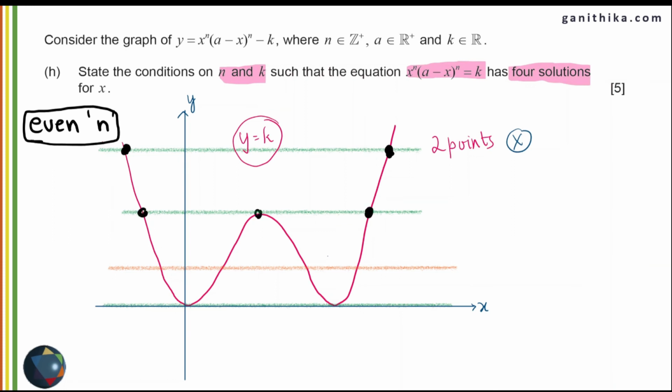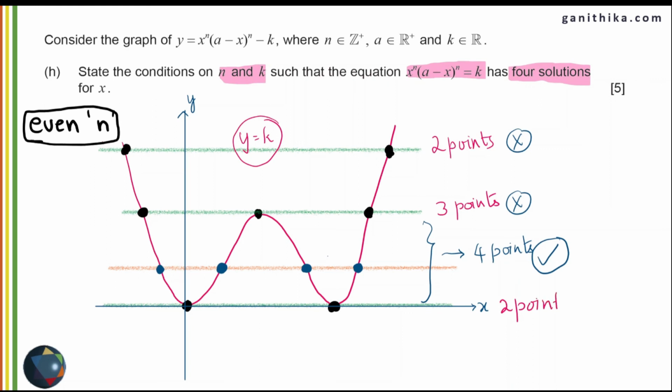In the next line, we can see that it meets the curve at 3 points. Again, we don't want this line because this is not giving us 4 solutions. Whereas if you consider this line, it has 4 solutions. So any line in this space will give you 4 points. Therefore, this can be considered for our solution. In the last case, where it is the x-axis, you have only 2 points. Therefore, the x-axis is also not a solution. On the x-axis, the k value is equal to 0.